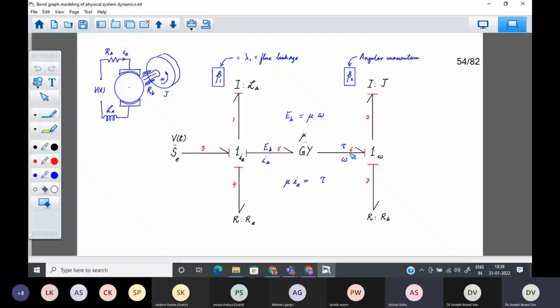We can see that the relationship for the forward side is that torque on the mechanical side is related to the current using this relation. Torque is equal to mu into Ia. And because the rotor rotates, there is a back EMF which is generated, and that back EMF is equal to mu into omega. Now let us see how to derive system equations for this electromechanical system. It's a very common, very useful electromechanical system.